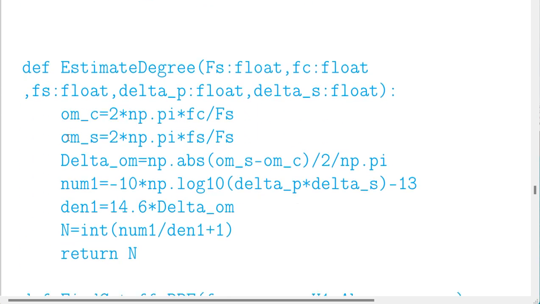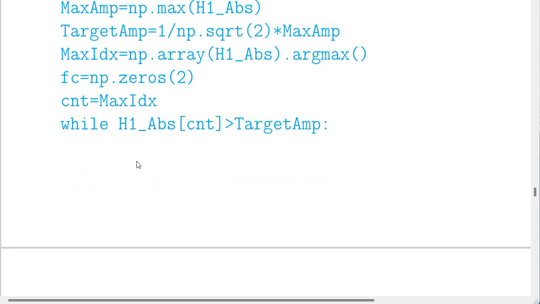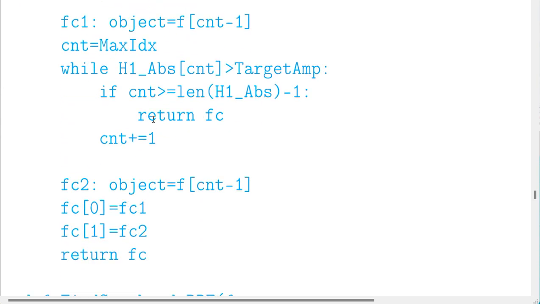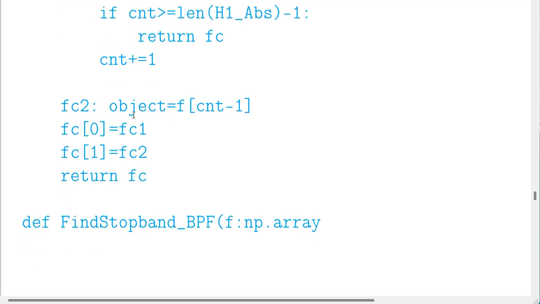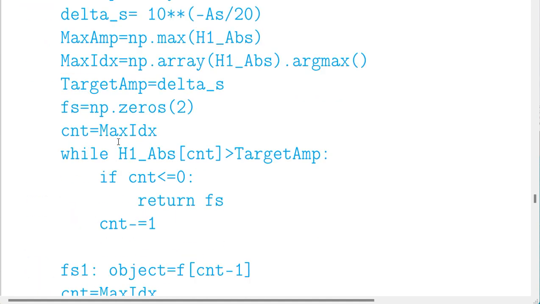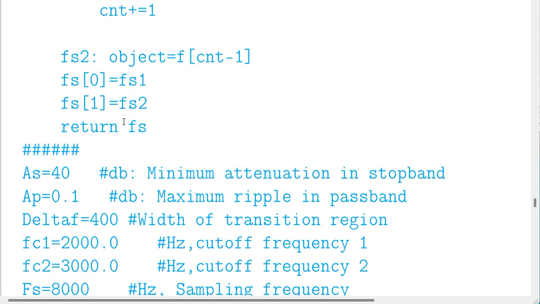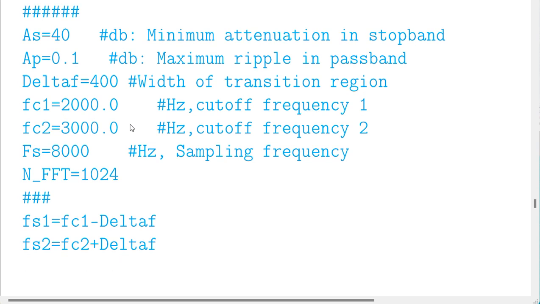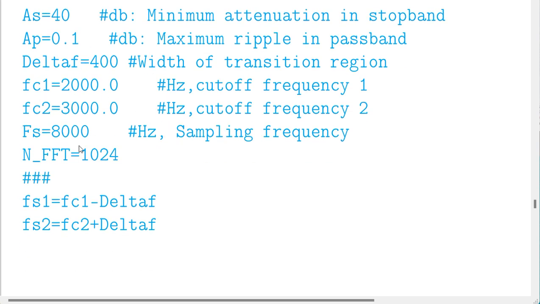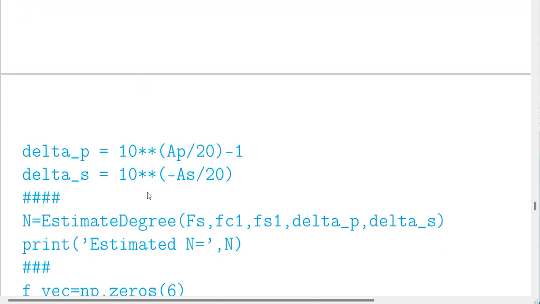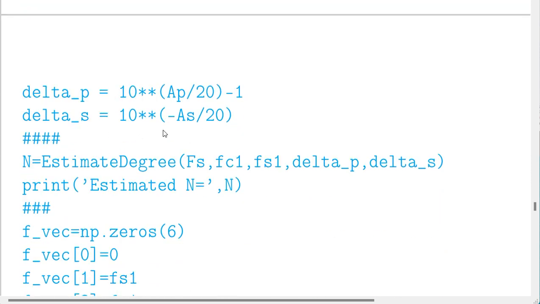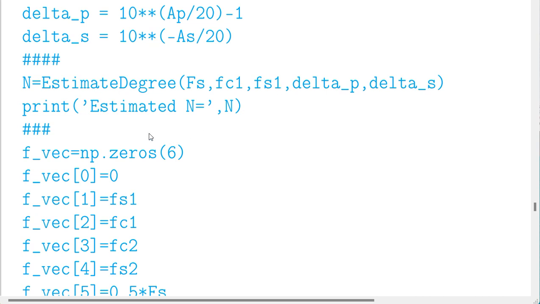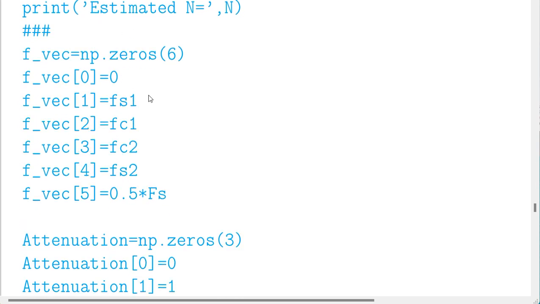Now, having a deep look into the coding and showing the key parameters. Of course, all parts of the program should be important for us to get the results. Anyhow, fs1 and fs2, how they are computed, delta p, delta s, the same manner, estimate degree.